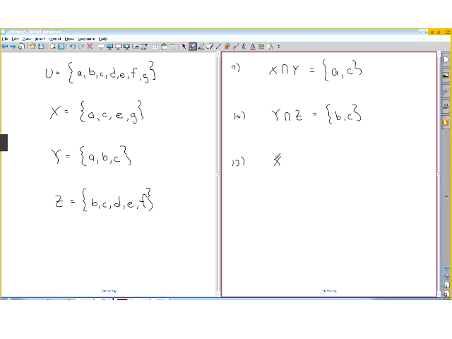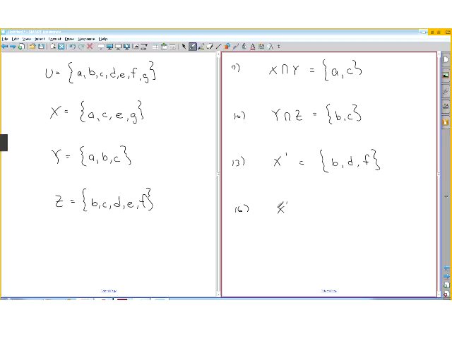Okay, 13. X prime. Well, that means the complement. So X prime is what's in the universal set but not in X. X has A, C, E, G. So B, D, F are the ones that are not in X but are in the universal set. So B, D, F is the complement.